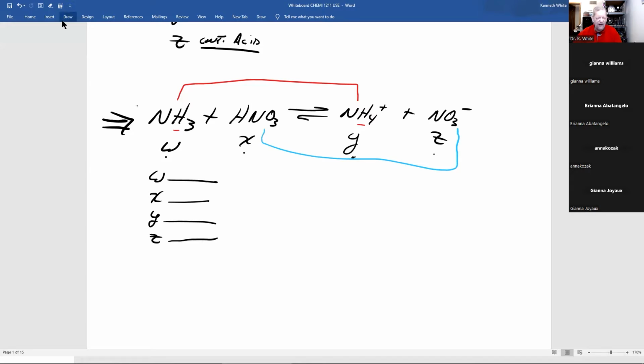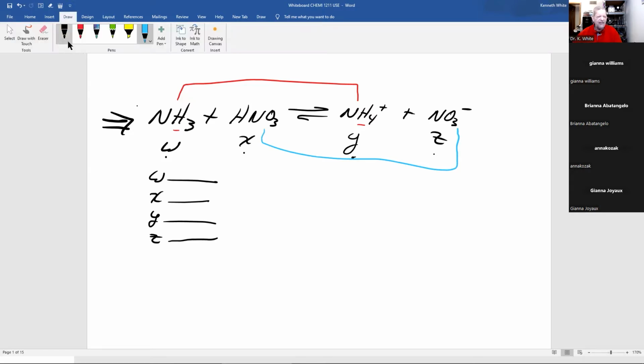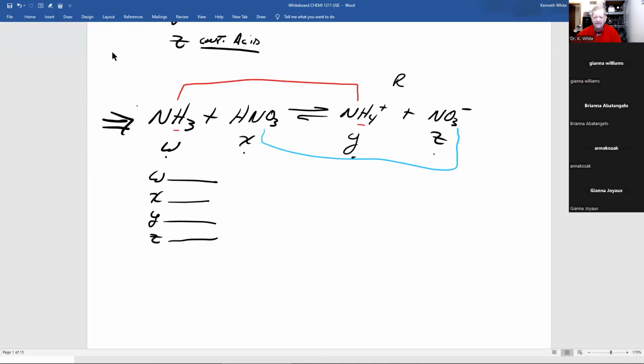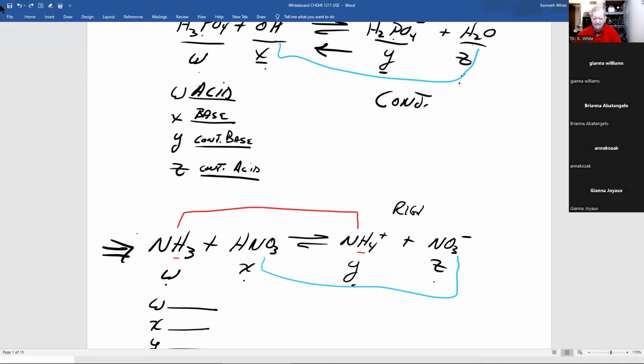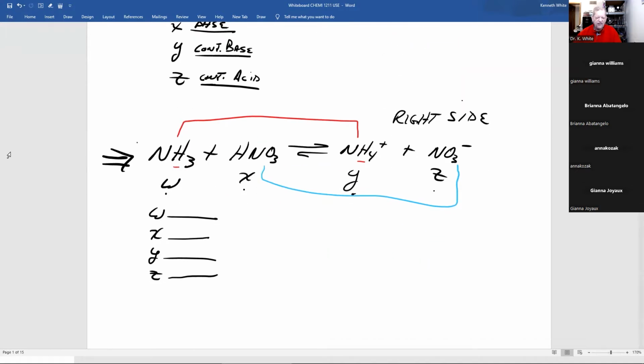So now we can go ahead and remember that on the right side, sorry about that H being all the way out in left field. Let's bring it closer to the G. Those are always the conjugates. So immediately I can write Y is a conjugate and Z is a conjugate. And you can abbreviate on the test.